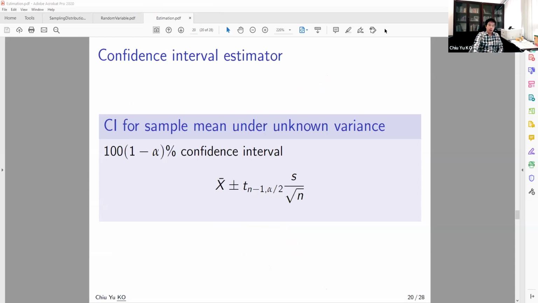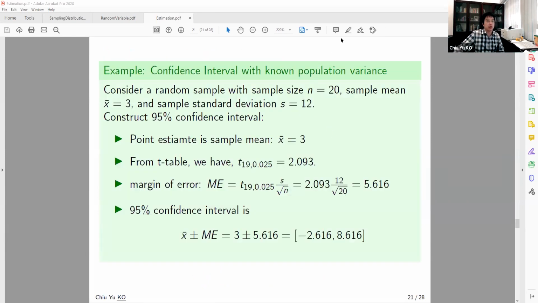And again, the same notation. This is the margin of error. We are not going to repeat what UCL, LCL, and the width are; you can define them the same way. So to conclude, today we give you another example of an interval estimator when the population variance is unknown, with the sample variance used instead.